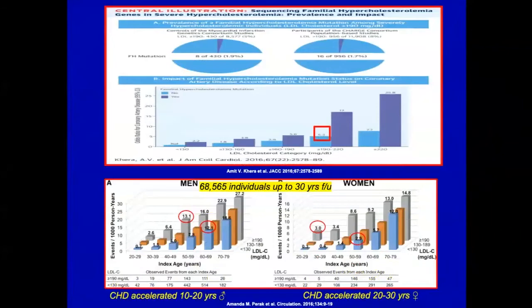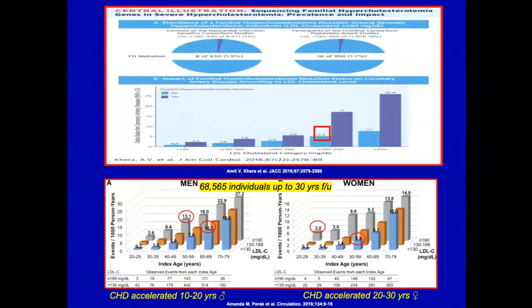This is the other thing that I would like to mention. This is, again, a more recent study that tells you that when you look at patients above LDL cholesterol of 190, again, you don't have to have FH. If you look at their event rates in men, look what happens here. If you are 40 to 49 and your LDL cholesterol levels are above 190, your event rate is comparable to someone who may be 60 to 69 years old but has LDL cholesterol levels less than 130.